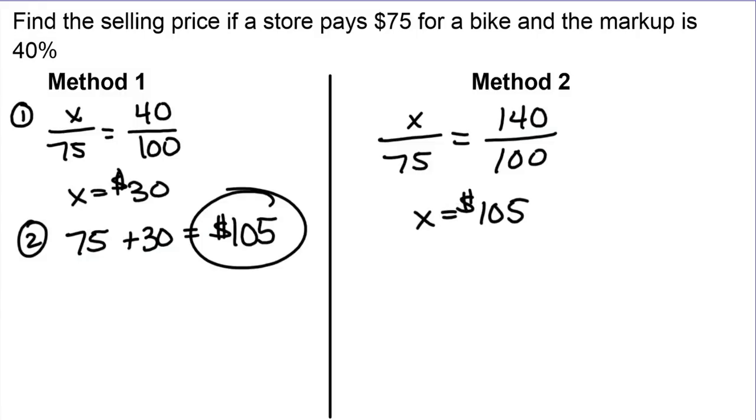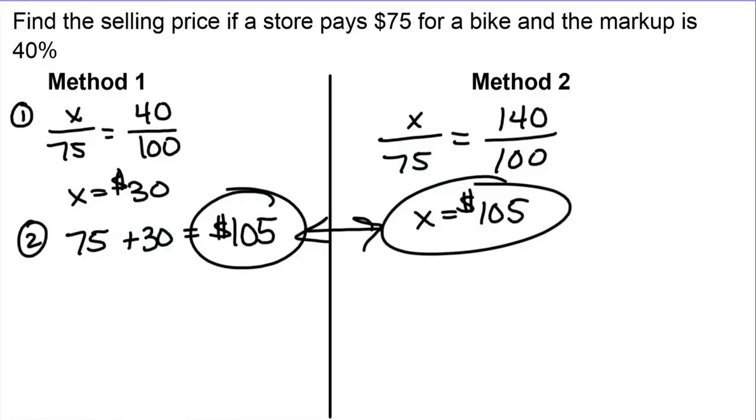So you jump right to the selling price without having the additional step of adding the change on to the original price. Notice you get the same answer either way. I think method two is a little bit faster. So that's how to find a markup two different ways. Pick your favorite method and go from there.